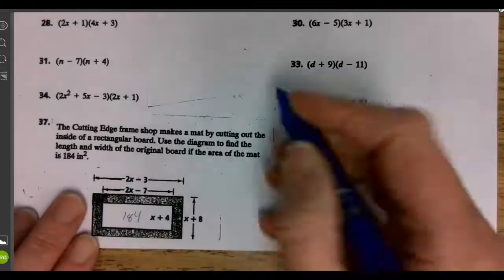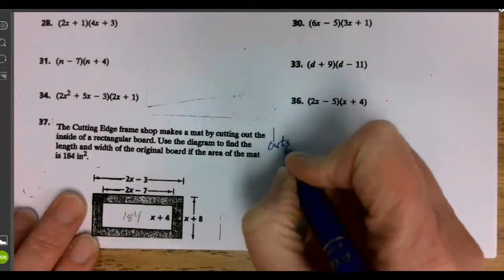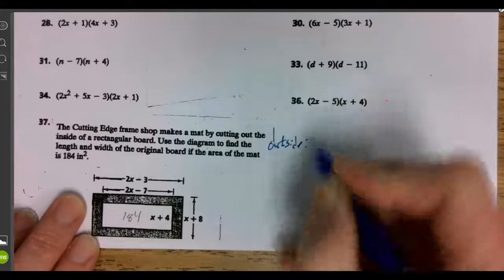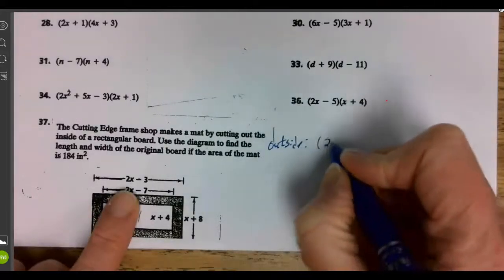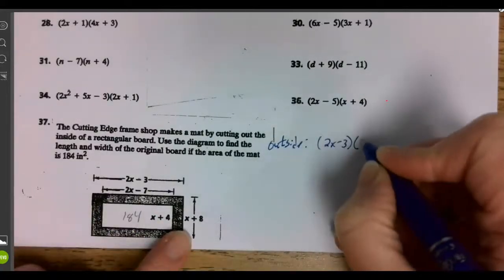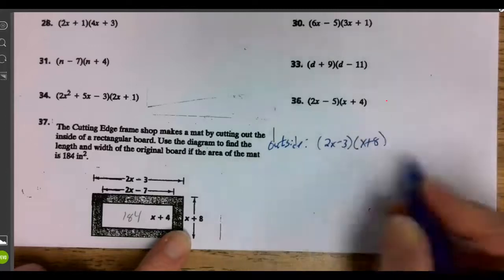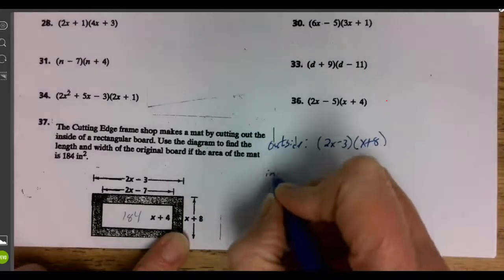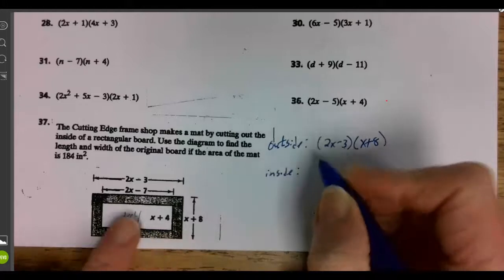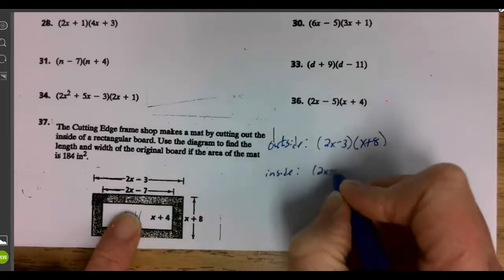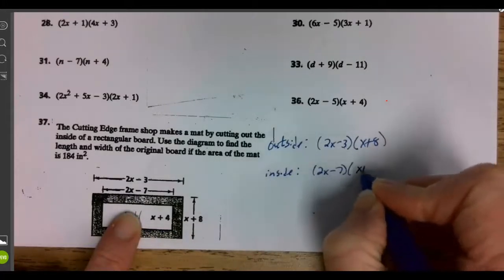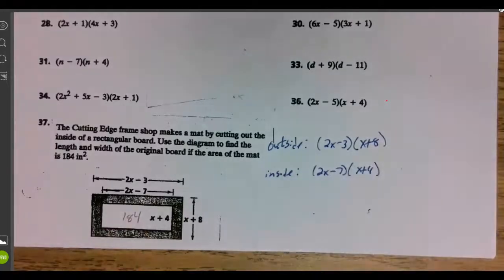So we're going to talk about the outside. The outside is going to be 2x minus 3 times x plus 8. We're going to find out what that is. We're going to find out what the inside is. The inside is 2x minus 7 times x plus 4. Okay, let's do that right now. Go ahead and multiply those. This will be good practice for us anyway.